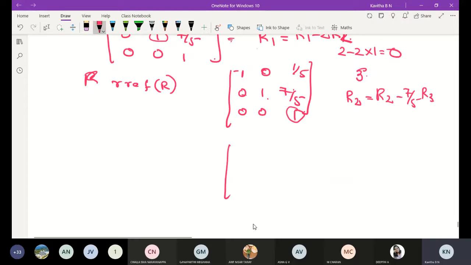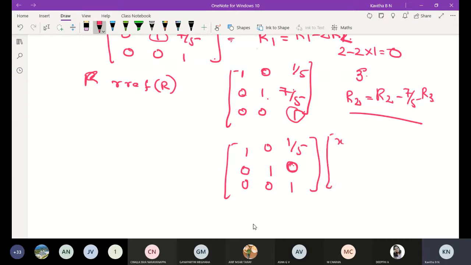Then 1, 0, 1 by 5. Then here 0, 1, 7 by 5, do this operation, it will become 0. Then 0, 0, 1. The next x1, x2 and x3, this is 0, 0, 0.